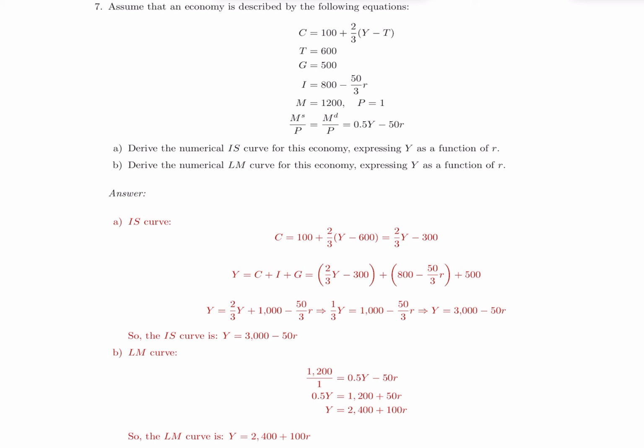B. LM curve. Substituting the values of M and P into the real money demand or money supply equation and solving for Y, we get Y equals 2400 plus 100R. So the LM curve is Y equals 2400 plus 100R.